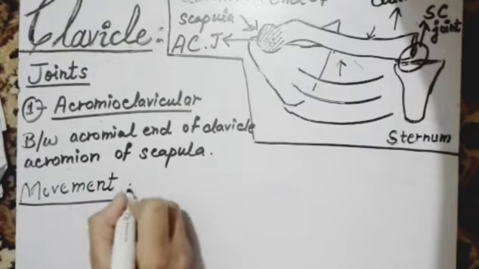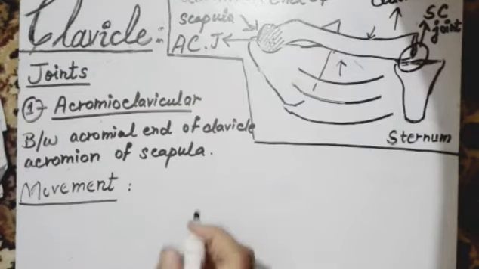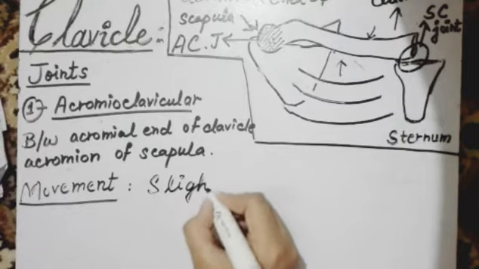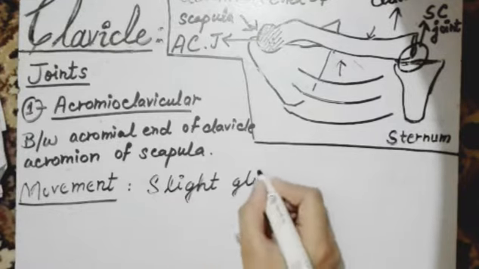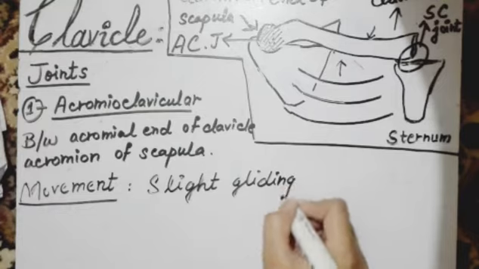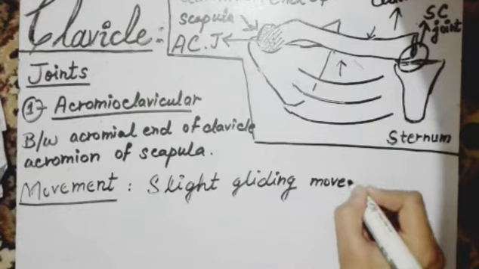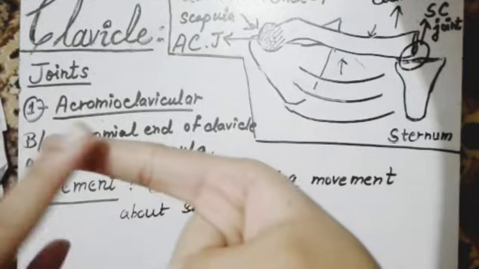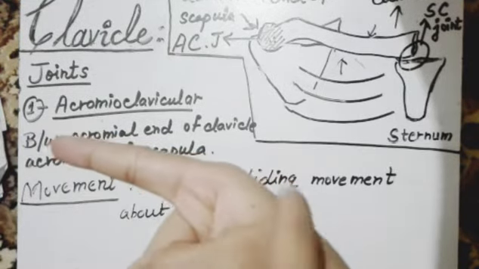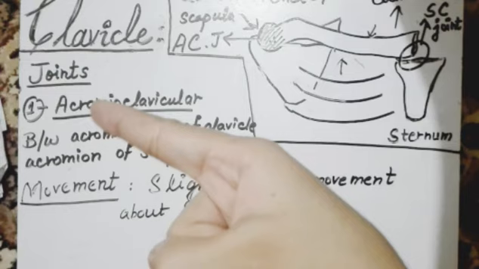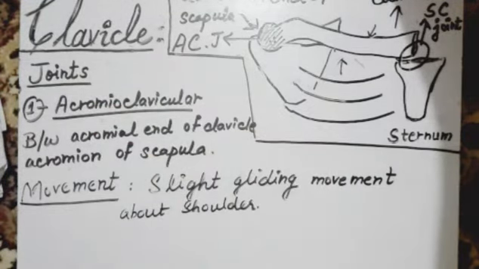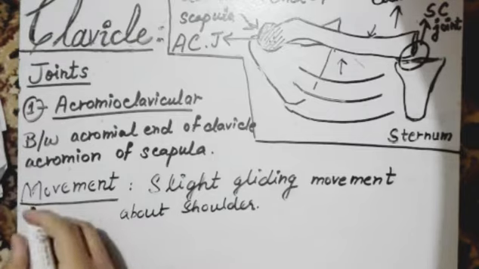Let's discuss the acromioclavicular joint in detail. About the movement, it allows slight gliding movements about the shoulder region. Let's suppose this is your clavicle and this is your shoulder, and you can slightly move your clavicle. You can experiment with it on your own clavicle.